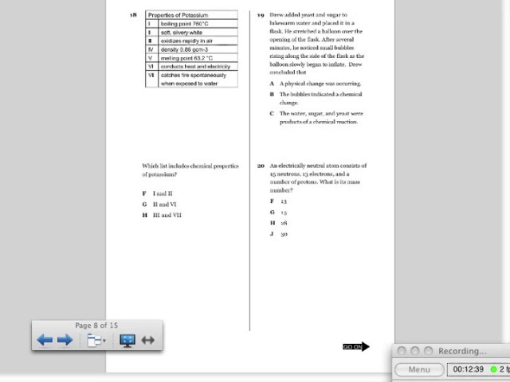18 has a table for the element potassium. It says its boiling point is 760 degrees Celsius. Is that a physical or chemical property? The first one, boiling point. Physical. That's physical. How about number 2, a soft silvery white? Physical or chemical? Physical. Okay, number 3, oxidizes rapidly in air.